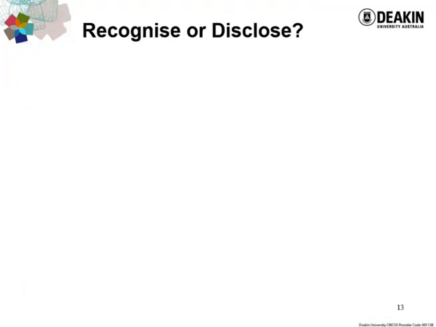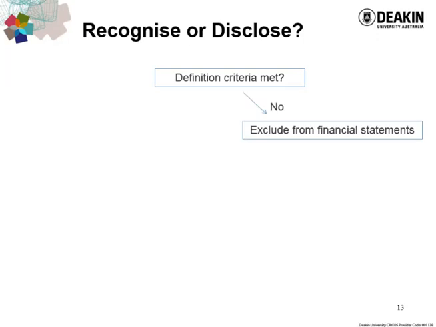So this slide shows the decision path. We ask the first question, has the item met all the definition criteria for a particular element? If the answer is no, we have to exclude it from financial statements. We cannot recognize it, otherwise it is misleading. If the answer is yes, we will follow up with the second question. Has it met the recognition criteria? Okay, and recall, what are the two recognition criteria? Probable occurrence and reliable measurement.